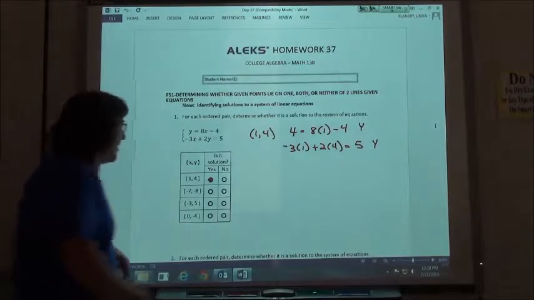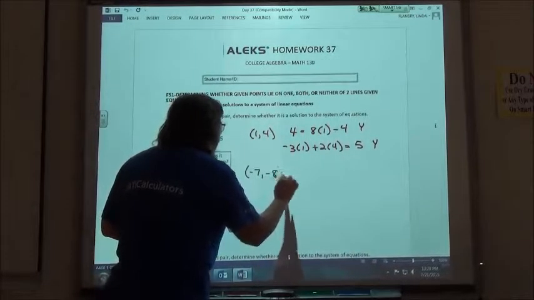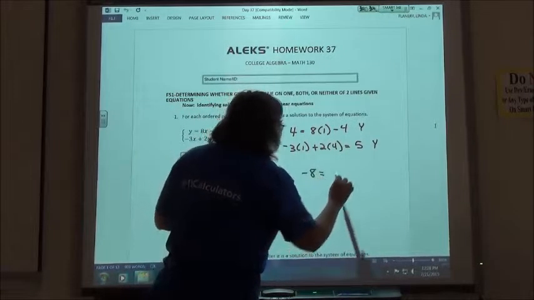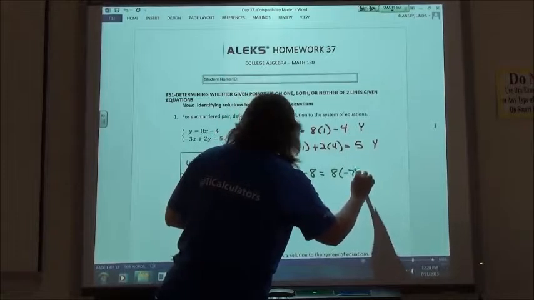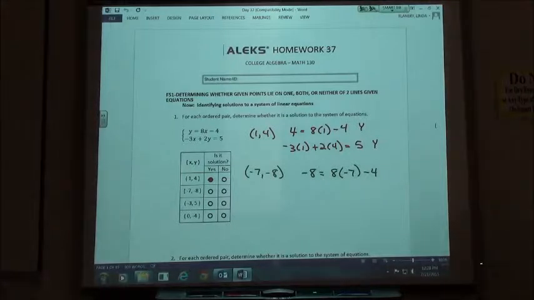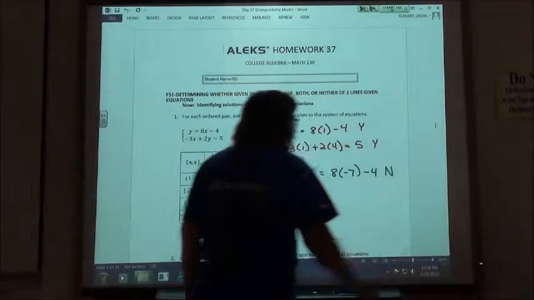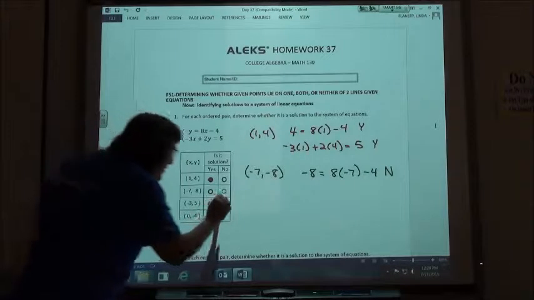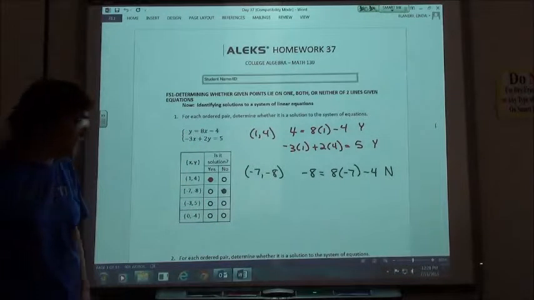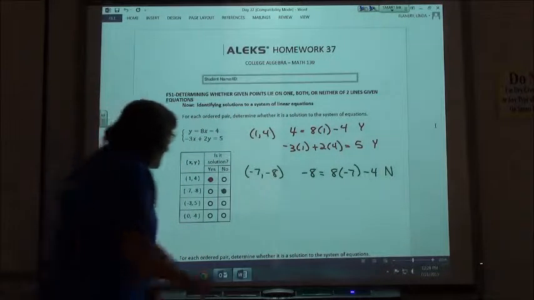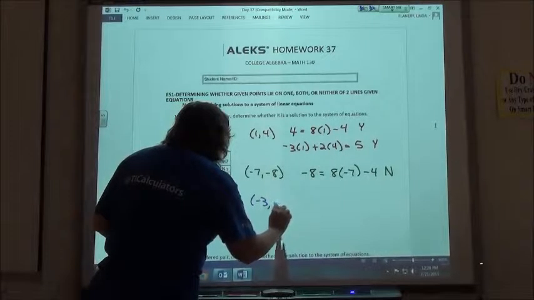So then we do the next point, negative 7, negative 8. Testing that in my first equation, the y value is negative 8. Does that equal 8 times the x value of negative 7 minus 4? Nowhere near negative 8. There's really no reason to check it in the second equation, because unless you get a yes and a yes, the answer is no. So unless you want to spend extra time plugging numbers in, if you get a no, you can right away say, oh, that one's no. It doesn't work in both.